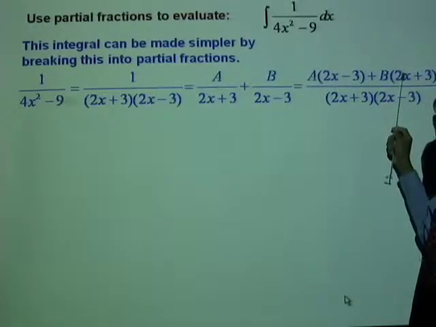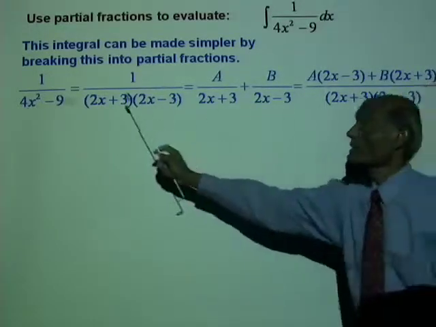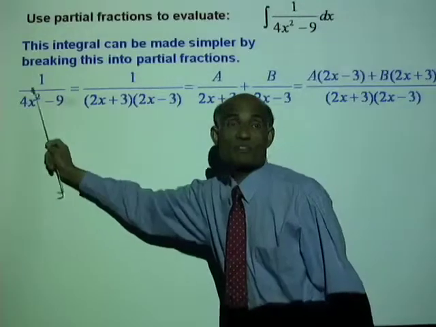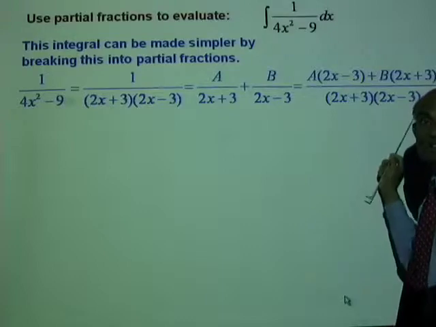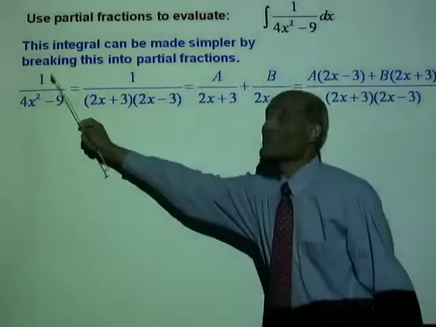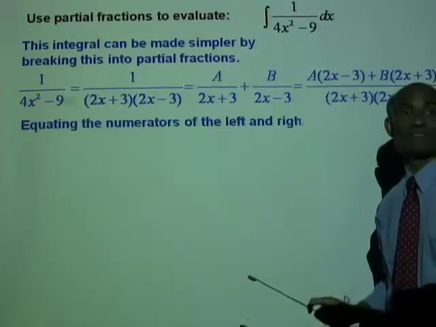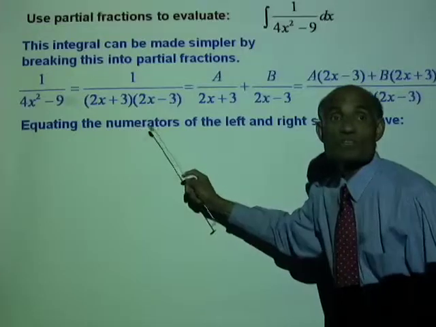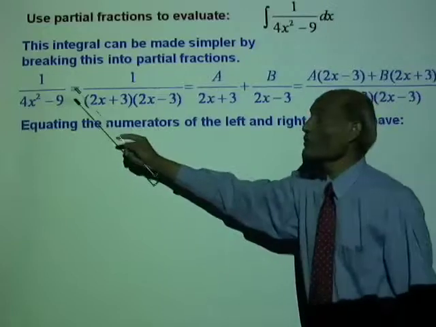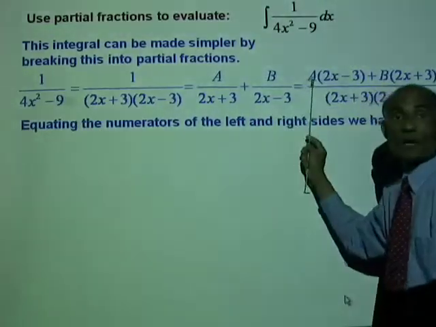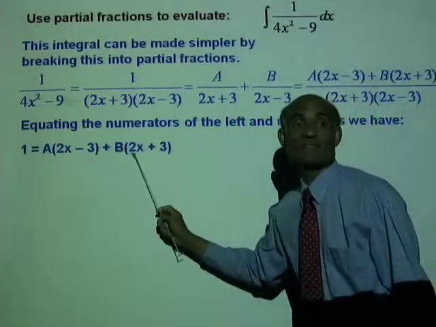So you have constructed the numerator and we have the common denominator. And if you look, this 4x squared minus 9, the denominator on the left side, is exactly the same as the denominator on the right side. That means the numerator on the left must be equal to the numerator on the right. Alright? So equating the numerators of the left-hand side and the right-hand side, what do we get? 1 equal to a times 2x minus 3 plus b times 2x plus 3.